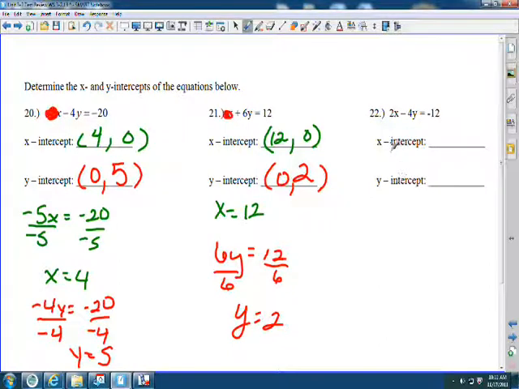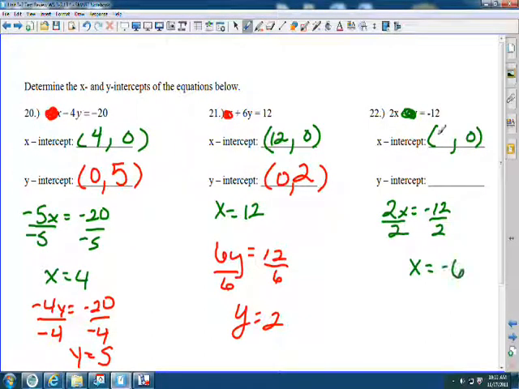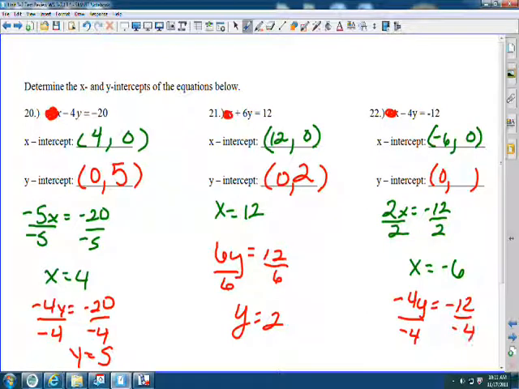Again on 22, the x-intercept, cover up the y number, because the y is 0. I get 2x equals negative 12. Divide by 2. X equals negative 6. Okay, well my y-intercept, I'm going to cover up the x because the x number is 0. I get negative 4y equals negative 12. I'm going to divide by negative 4. Y equals 3.